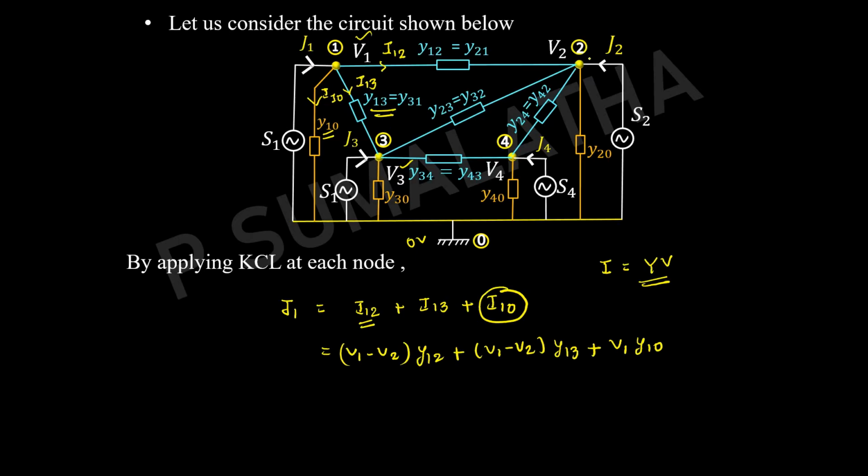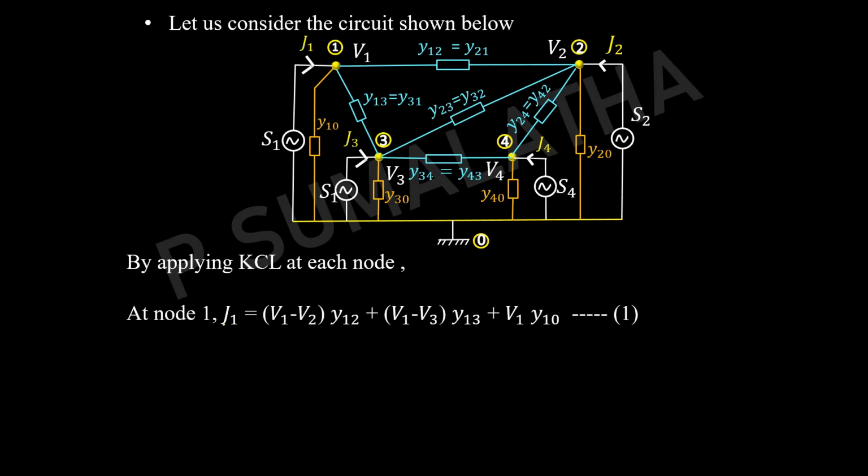Similarly, we have to write the equation at the second node, third node as well as the fourth node. Let us see all those equations. At the first node, we have J1 is equal to (V1 minus V2) into Y12, that is the first term. Then the next term is (V1 minus V3) into Y13. Then the next one is I10, which is V1 into Y10.